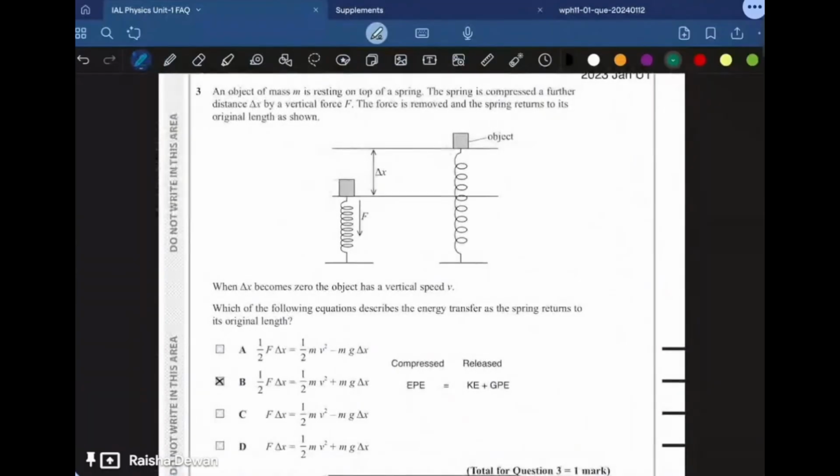This was an easy question. The question says an object of mass m is resting on top of a spring.